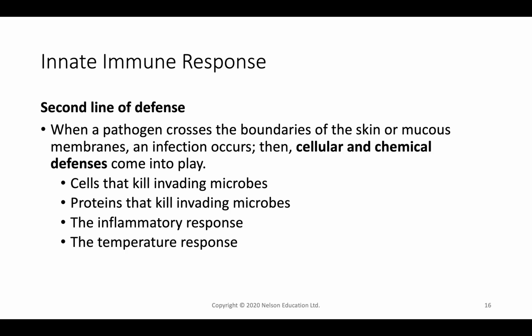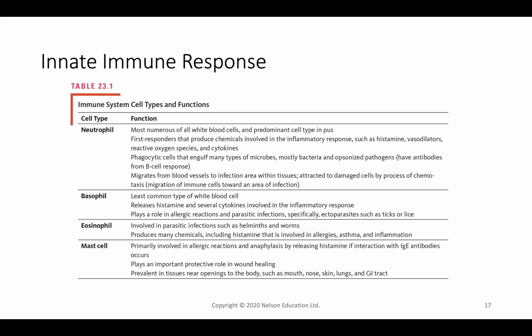Okay, so again, the skin and the mucous membranes are our first line of defense. Our secondary line of defense is going to be those chemical molecules that we talked about previously, cellular and chemical defenses. So anytime we have an inflammatory response, we're going to increase our temperature as well as increase blood flow to the area, which is going to bring in cells that kill the invading microbes. Some of them are already present in the skin and just kind of send up a red flag to bring in more. Some of them are going to come in through the blood supply. And we also have proteins that are going to kill invading microbes. So we have a lot of cellular defenses and chemical defenses that are going to play a role in protecting our body from foreign invasion.